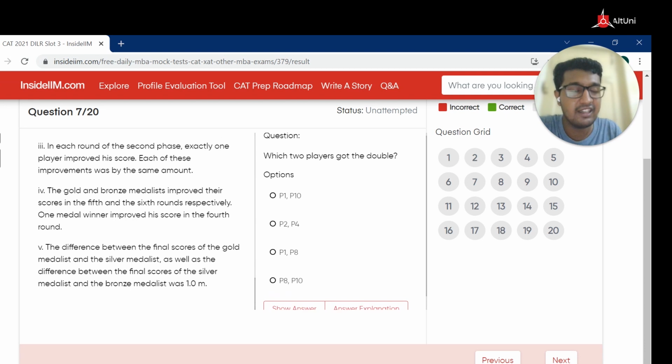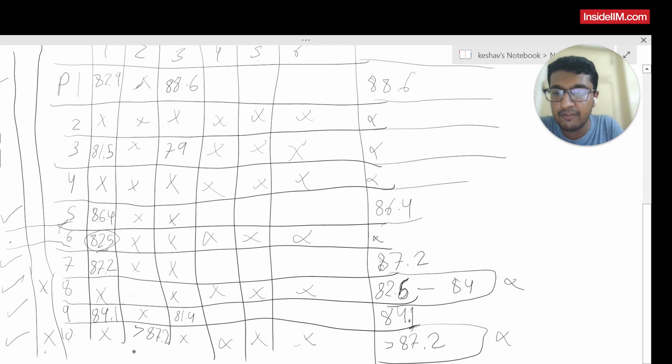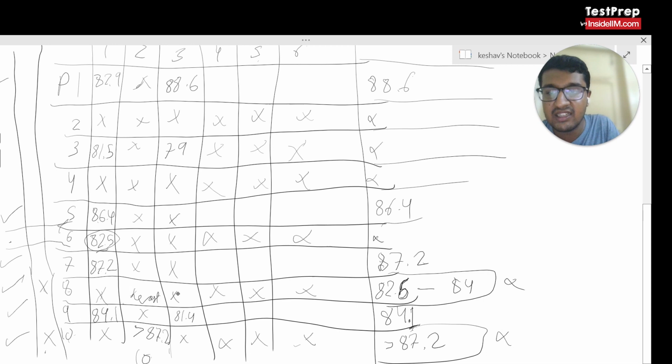Okay, let's see how many questions we can get from this much information we have gathered right now. Which two players got the doubles? As we already discussed, only two players could have got it. One is player 10 in this round, and player 8. We discussed that player 10 must have got the double in round 3, as he would have scored the highest. And in round 8, as 8 scored the least, I know that 8 scored the least score.